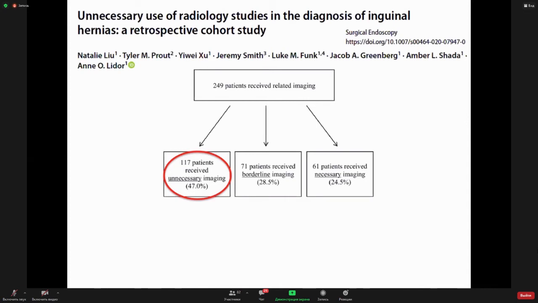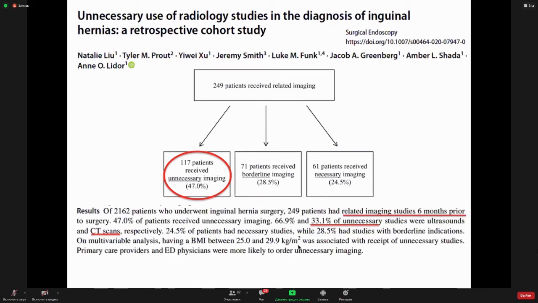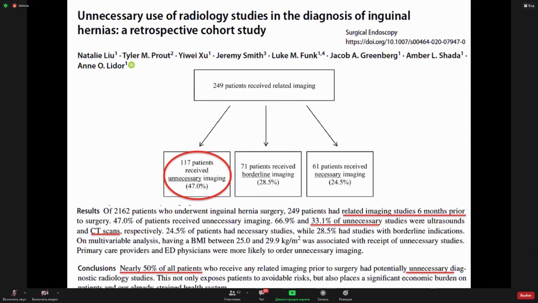This is a very interesting paper. It was just published by the group from Greenberg, showing that 47% of the patients that were operated for inguinals had unnecessary imaging examinations 6 months prior to surgery. And that's very interesting. 32% of these 47% were CT scans with the related radiation that is applied in this situation. So we have to think, is it really necessary to use radiology for inguinals?